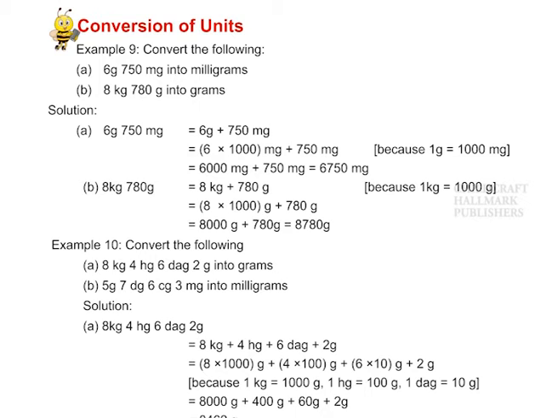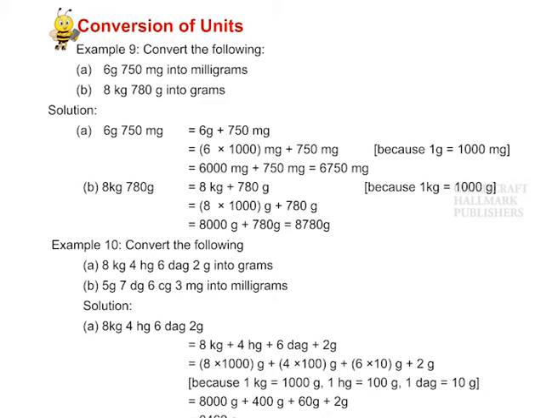8 kilograms 780 grams is equal to 8 kilograms plus 780 grams, is equal to 8 into 1000 grams plus 780 grams, is equal to 8000 grams plus 780 grams, is equal to 8780 grams.